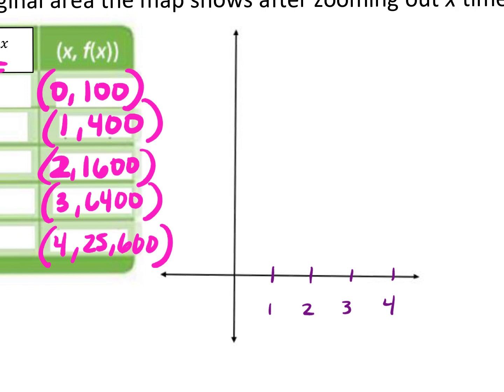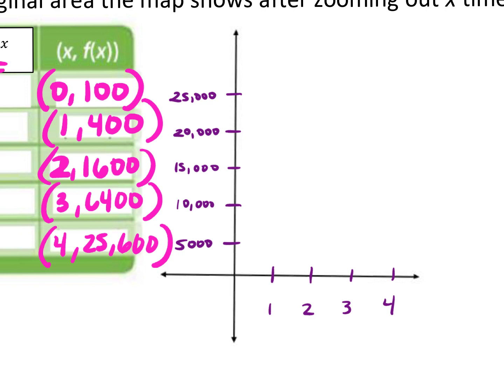So, what do you want to count by? 5,000? Okay, so if we count by 5,000: 10, 15, 20, 25. All right, so plot these.